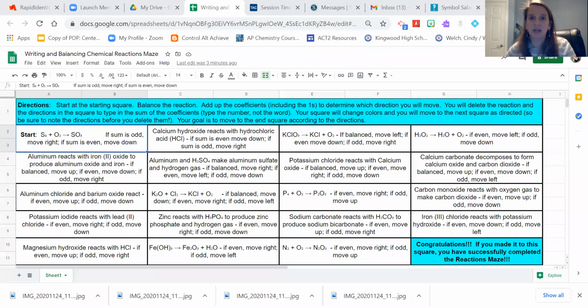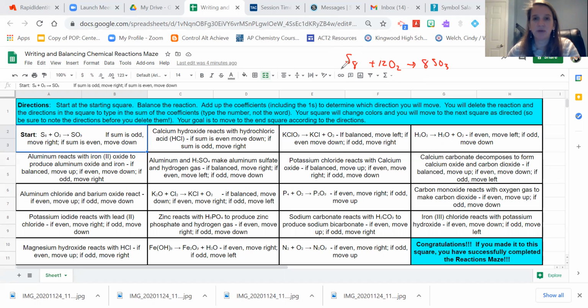All right, so it says that we have S8 plus O2 yielding SO3. So I can see that I'm going to need 8 sulfurs on both sides. So I'm going to put an 8 coefficient here. Now that means I've got 24 oxygens, so I need a 12 here. And in my balance, I've got 8 sulfurs, I have 8 sulfurs, I have 24 oxygens, and I have 24 oxygens. So now I'm going to add up my coefficients.